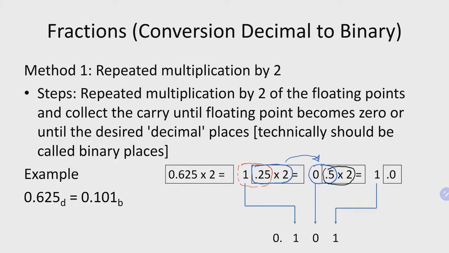So 0.5 times 2, that gives us 1.0. Okay, so the carry is 1, and then the floating point now becomes 0. So we stop here. If we carry on multiplying, it will be 0, because 0 times 2, you get 0. Okay, so the conversion of 0.625 to binary would be 0.101. Okay, that's one method.